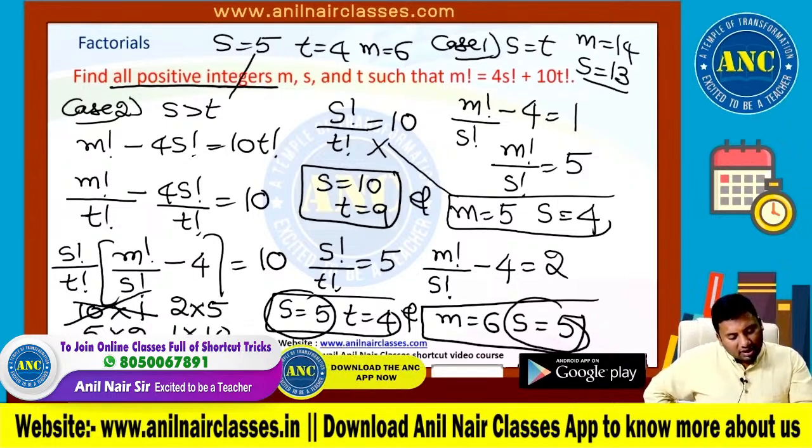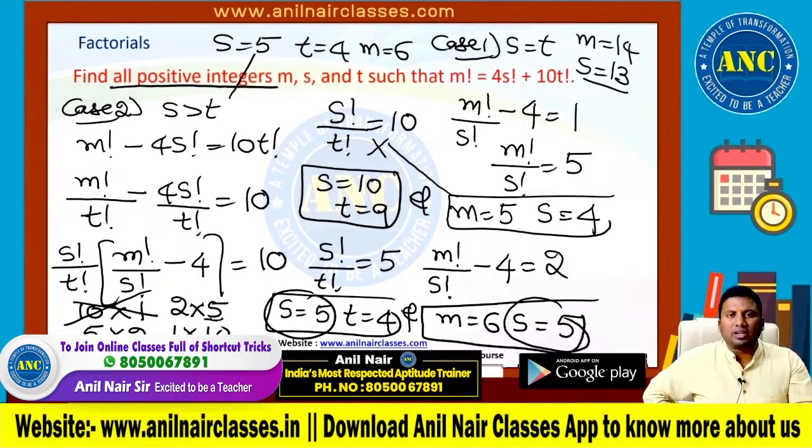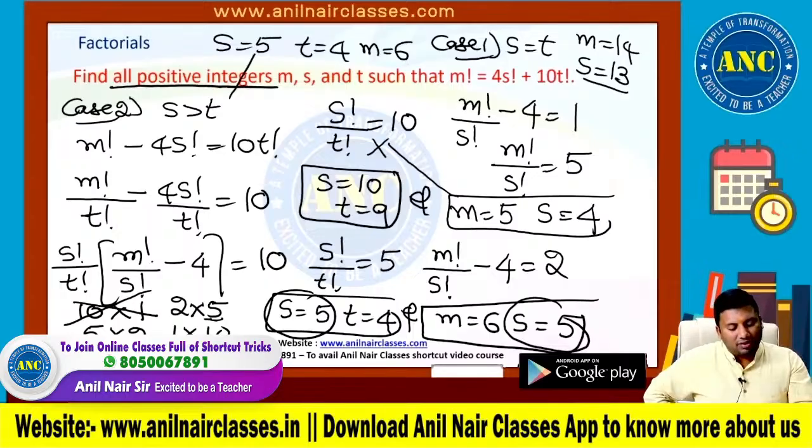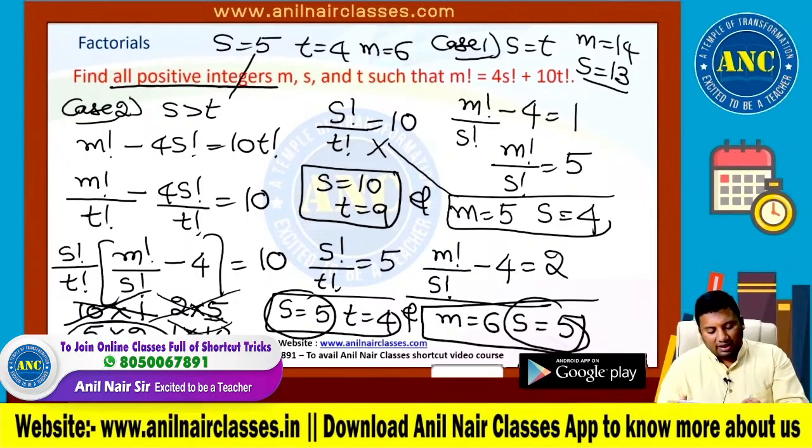Why? Because m factorial by s factorial minus 4 is 5. That means m factorial by s factorial is 9. That means m value will become 9, s value will become 8. If s is 8, it cannot be 2. I hope it is clear. s factorial by t factorial 1 means s 1 and t 1. These also are not possible. So the only values which are possible are m 5, s 4 and m 6, s 5, t 4.